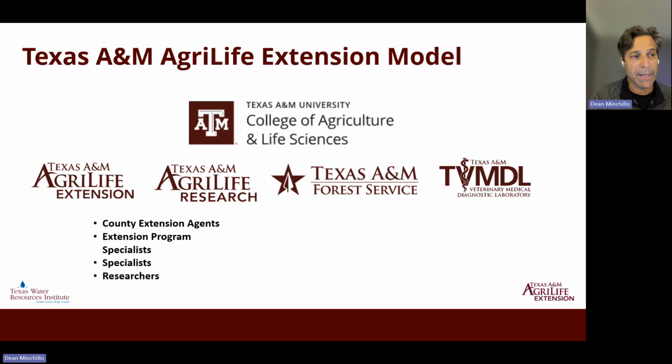That can be anywhere from a horticulture agent to an ag and natural resources agent down to the family and community health agents. So we've got all of those agent programs that are in place. Some counties have multiple of all of those. Some counties have one agent doing everything. But that is the way the Texas model works.